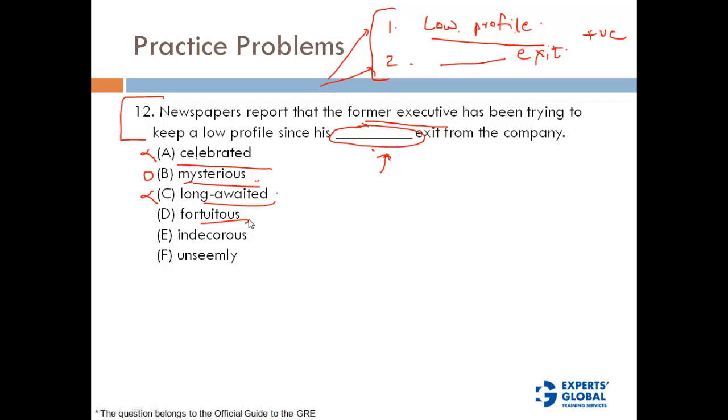Fortuitous means accidental. We don't have anything indicating that in that regard. Indecorous, it's a negative word. Yes, if the exit was indecorous, then he wants to keep a low profile. Unseemly, yes, it's again a negative word. An unseemly exit would justify the former executive keeping a low profile. So these two answers are correct. Let's come back to mysterious. Mysterious does not necessarily have a negative aspect, so we'll eliminate it because we have better options. So the correct answers here are E and F. Put them back here. It will justify that the executive has been trying to keep a low profile because there is some negative aspect related to his exit from the company, an indecorous or unseemly exit.